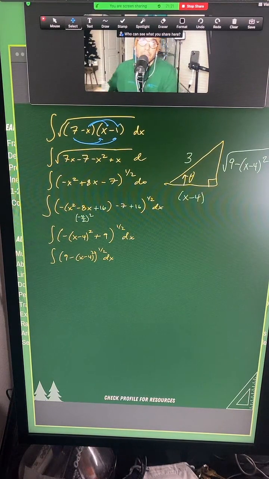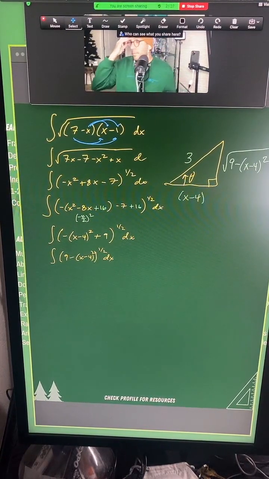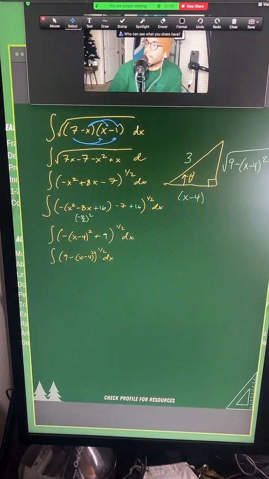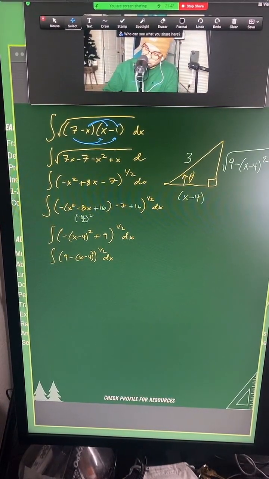I used the Pythagorean theorem here. Yes, so definitely 9 because it's the square root of 9. That's how I got the hypotenuse is 3. And then on the triangle, I technically used the Pythagorean theorem. Okay, that's how I got that square root of 9 minus (x minus 4) squared. Okay, so let's go back to this.